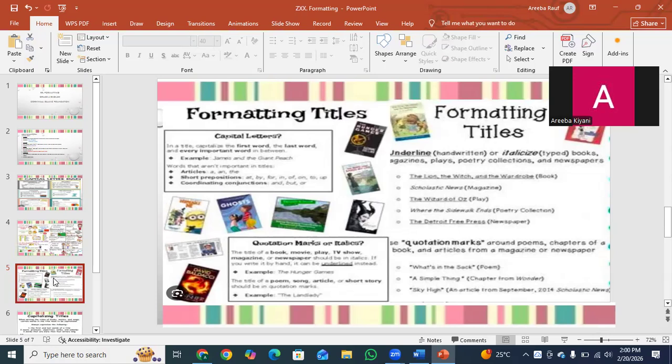Formatting refers to how the title looks on the page, so the reader knows it is a title. Okay? We can basically use underlining or italics font style for long works like books, magazines, or movies. You should underline the title when writing by hand or use italics when typing.